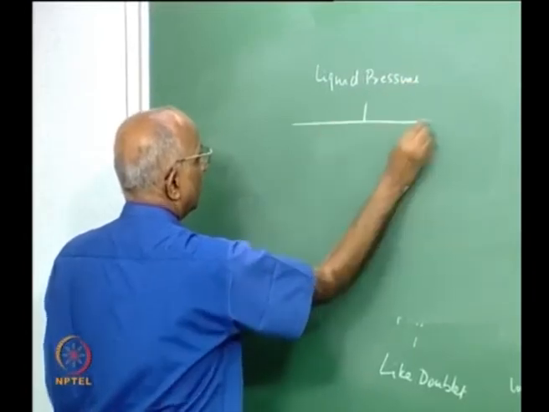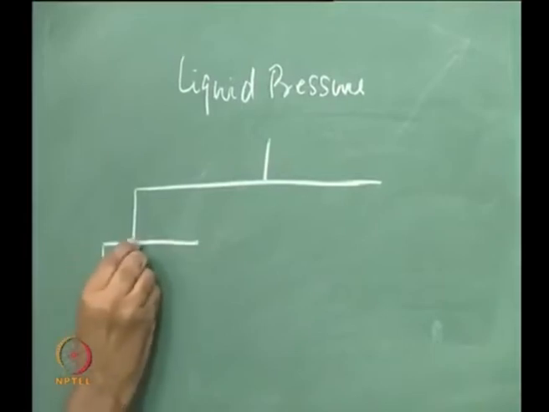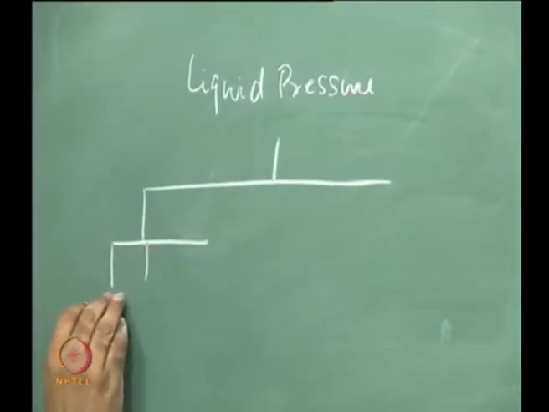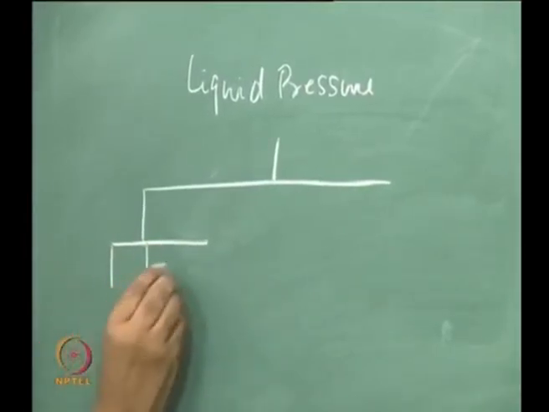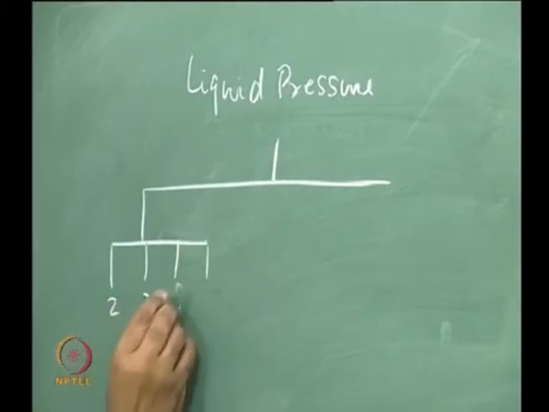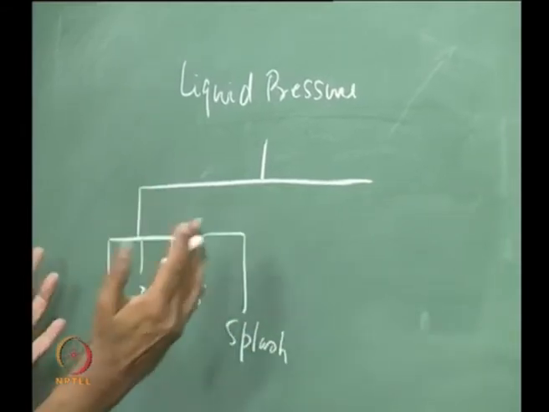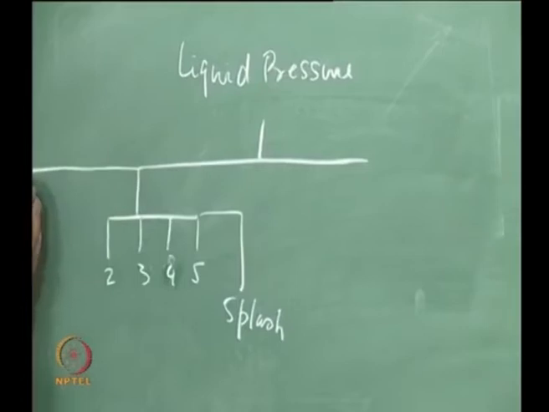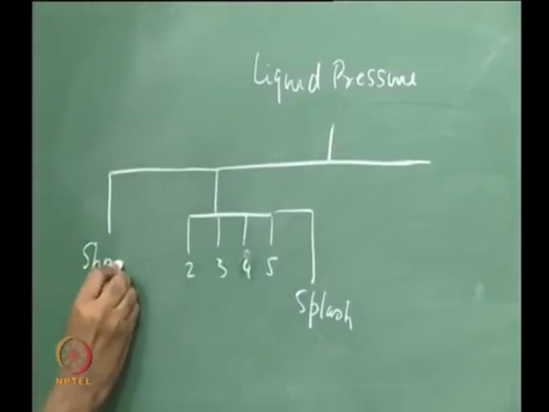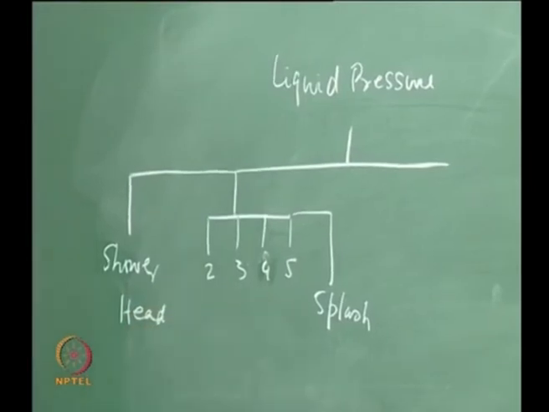We had impinging jets, splash plate, and in impinging jets we had the like doublet, unlike doublet, triplet, maybe quadruplet, pentlet, two, maybe three, four, five jets mixing, or a splash plate, and all these things constitute what is a pressure injector, something similar to a shower head, but in the case of a shower head, you do not get impingement, here you get impingement.